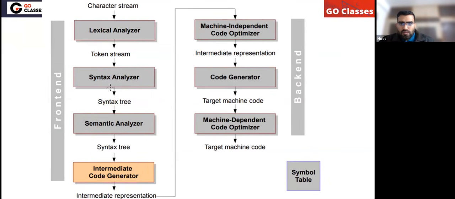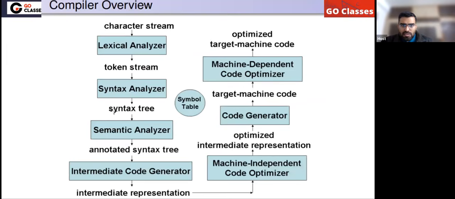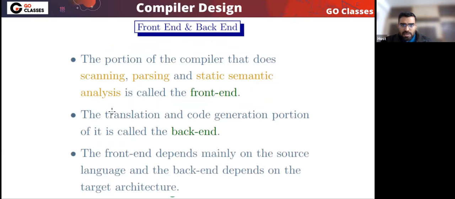Now let's see. Again, this is the same diagram, but you can notice here what the front end is. The lexical analyzer, whose other name is scanner, the parser, and the semantic analyzer are the front end. And what is the back end? The code generation is the back end.